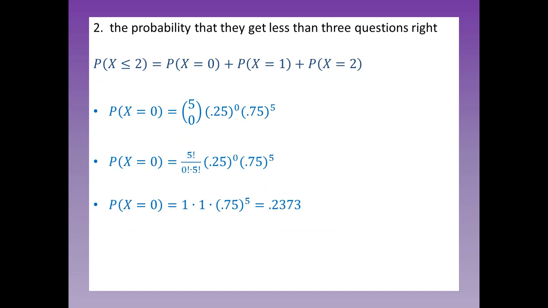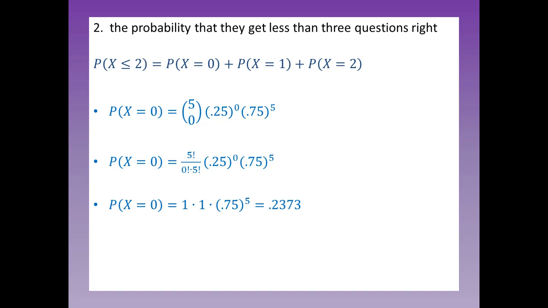This one will take a decent amount of work, because less than 3 questions would be 2 or less, and we'll have to find the individual probabilities of all numbers of successes that are less than 3 or less than or equal to 2, either way. So we'll have to individually find the probability that x equals 0, the probability that x equals 1, and the probability that x equals 2.